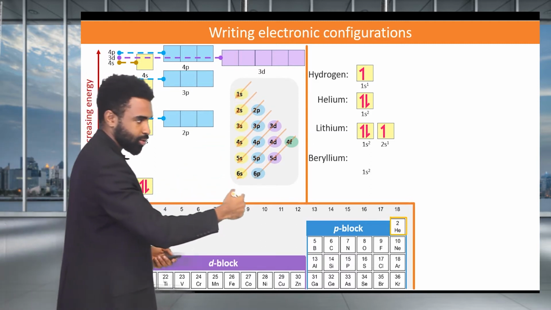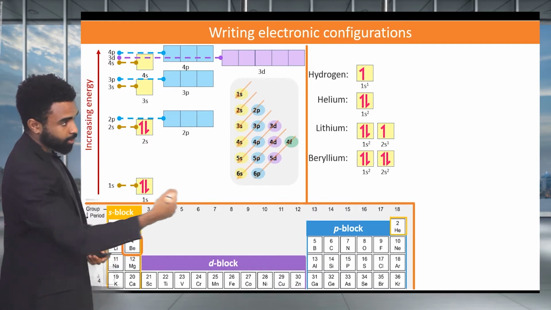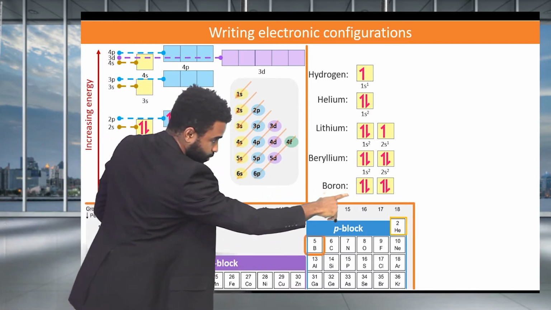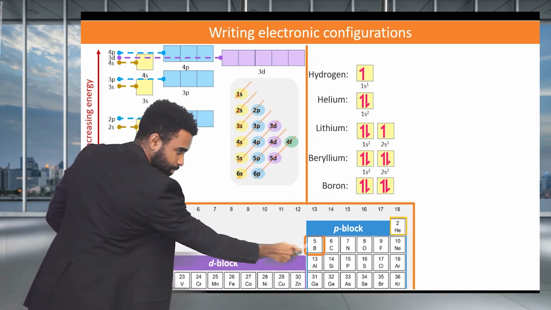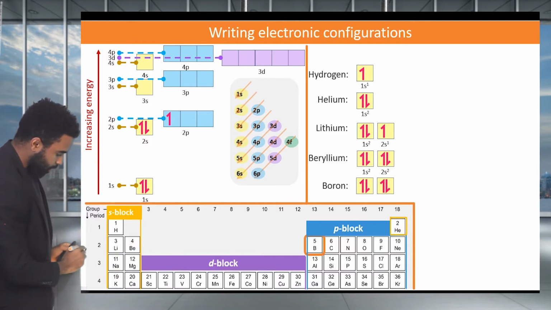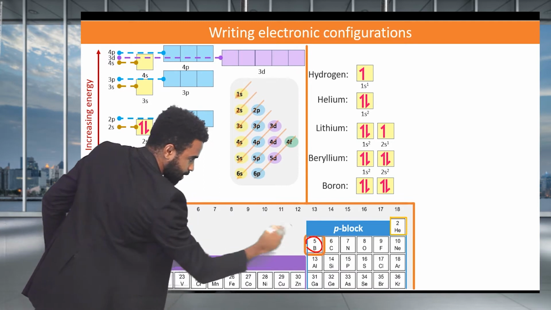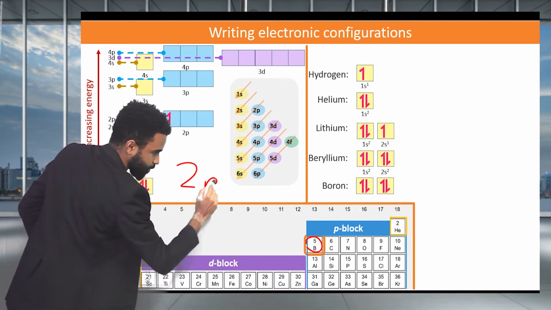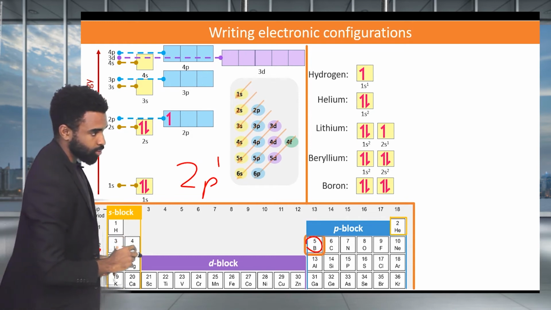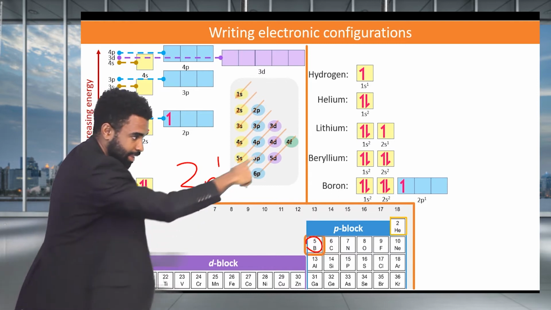Beryllium will be 1s2, 2s2, and we draw it like that. Now boron, 1s2, 2s2, and now we're in the p block. So how do we figure out that valence electron for the p block? We have period 2, p block, therefore 2p, first element in there, so 2p1. So boron would be 1s2, 2s2, 2p1. And that's what that looks like.